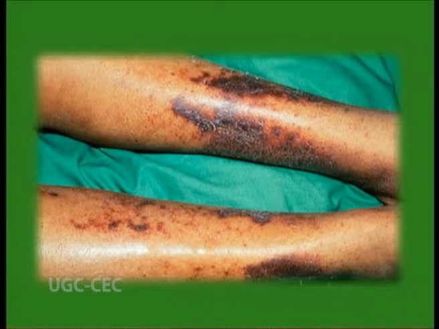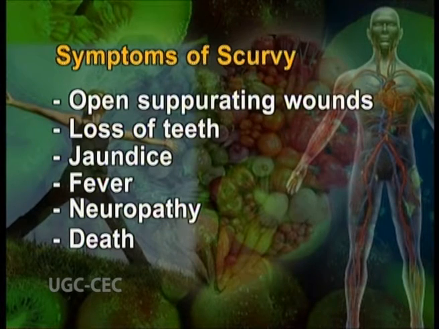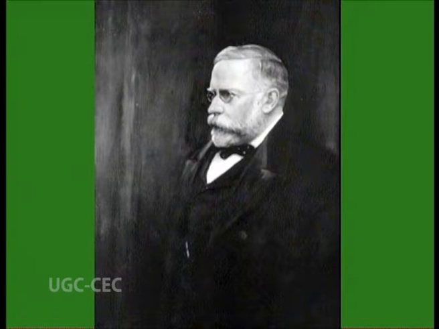Spots are most abundant on the thighs and legs, and a person with the ailment looks pale, feels depressed and is partially immobilized. As scurvy advances, there can be open suppurating wounds, loss of teeth, jaundice, fever, neuropathy and death. In infants, scurvy is sometimes referred to as Barlow's disease, named after Sir Thomas Barlow, a British physician who described it.